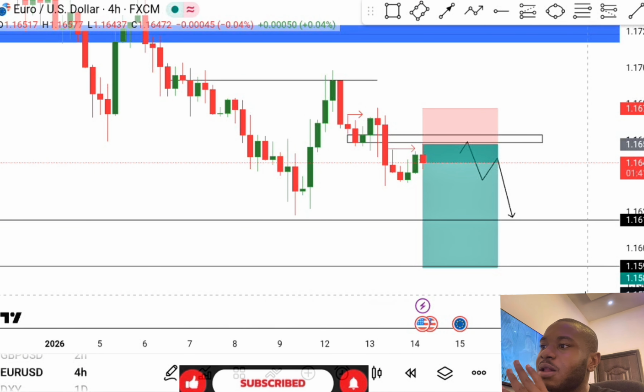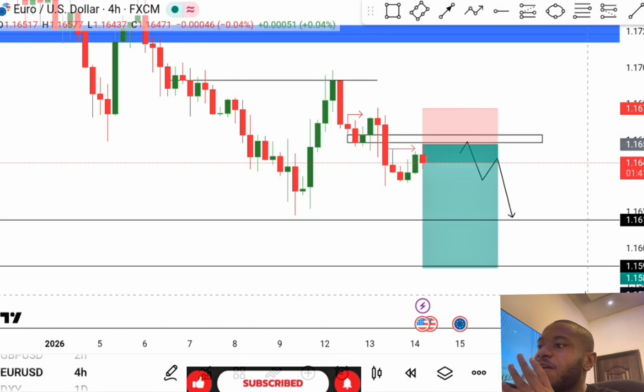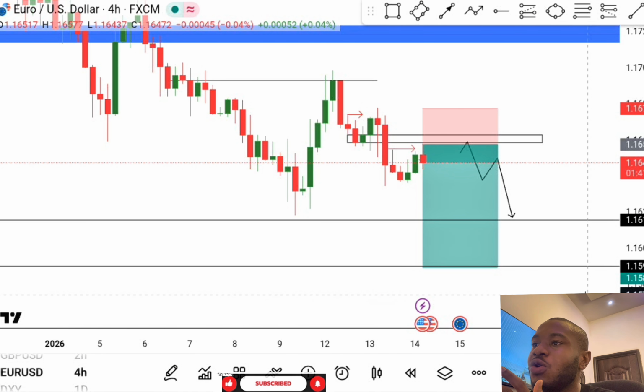I'm anticipating some sell off maybe to 1.15901 on Euro USD.